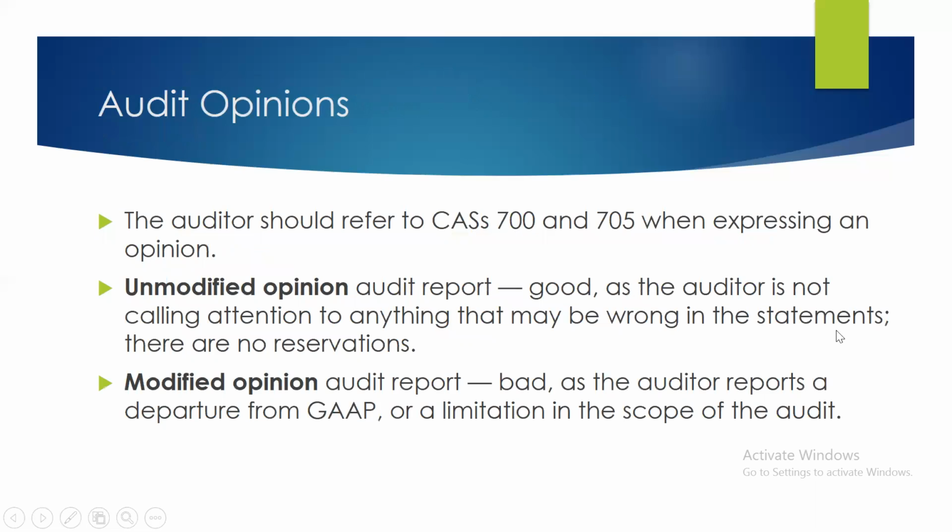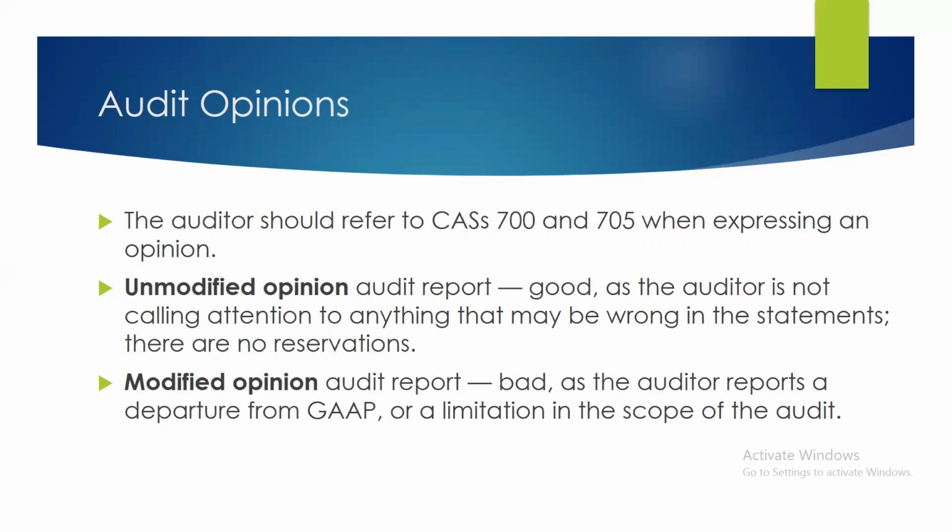So there are two different audit opinions, and we'll talk about this more in chapter 4, but basically CAS 700 and CAS 705 talk about what type of opinion the auditor is going to present. At the end of the audit, the auditor will give an audit report to the client, and the audit report will have their opinion on it. CAS 700 and 705 actually give you examples of audit opinions. So you should take a look at those CAS standards, and the textbook has this too, just to get an idea of what the audit report looks like.